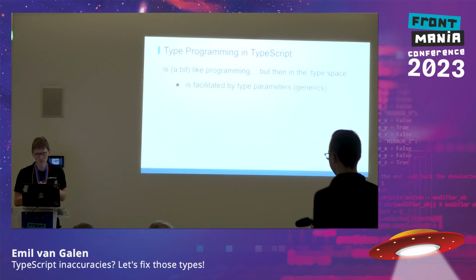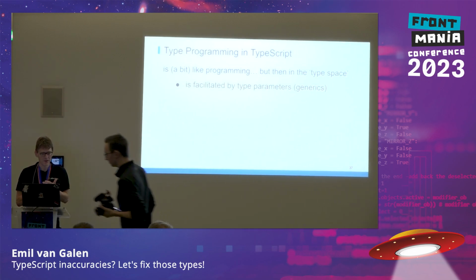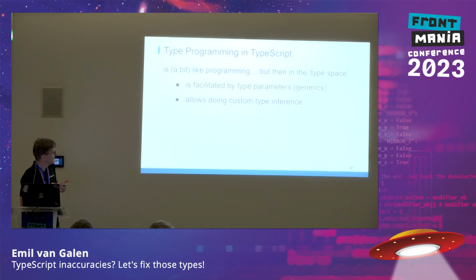And to do type programming, you need type parameters, generics, and it also allows you to do custom type inference, because normally type inference is done implicitly, and also there's a built-in set of rules on how TypeScript does its type inference. But now you can do your custom type inference. You do this by creating types from types.